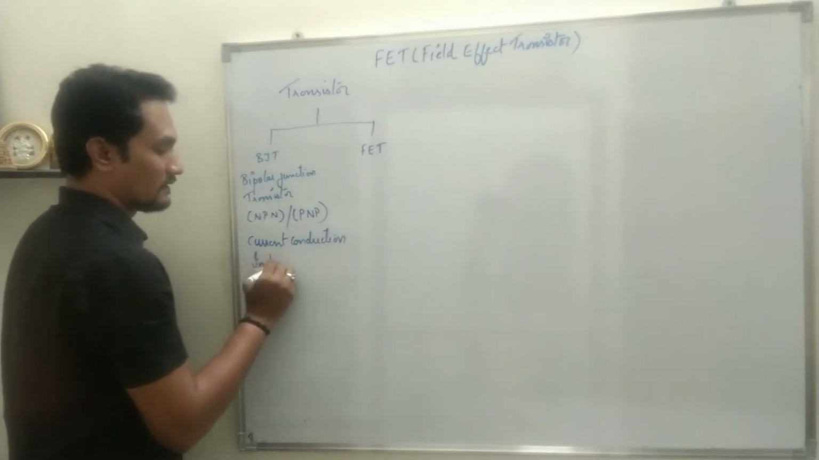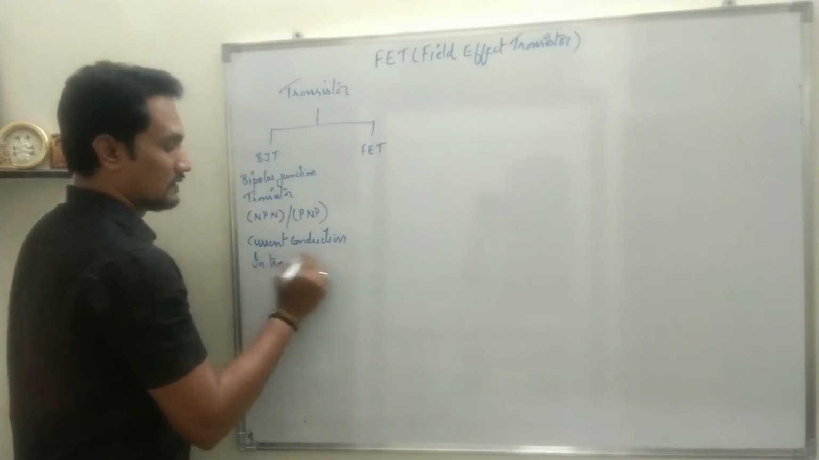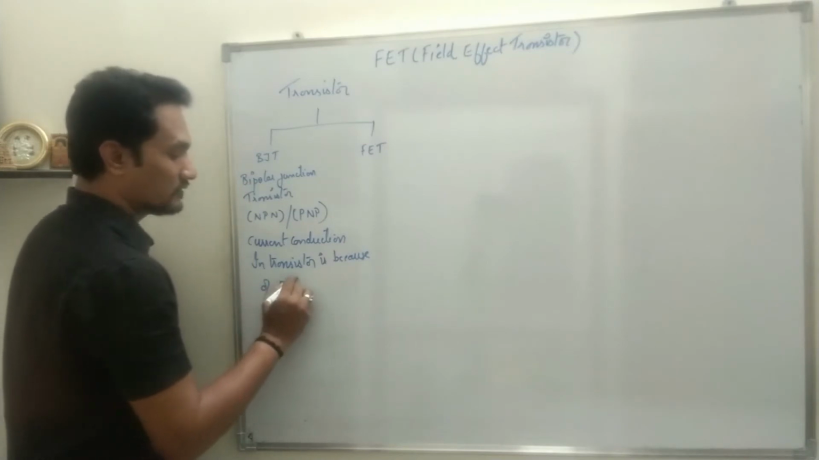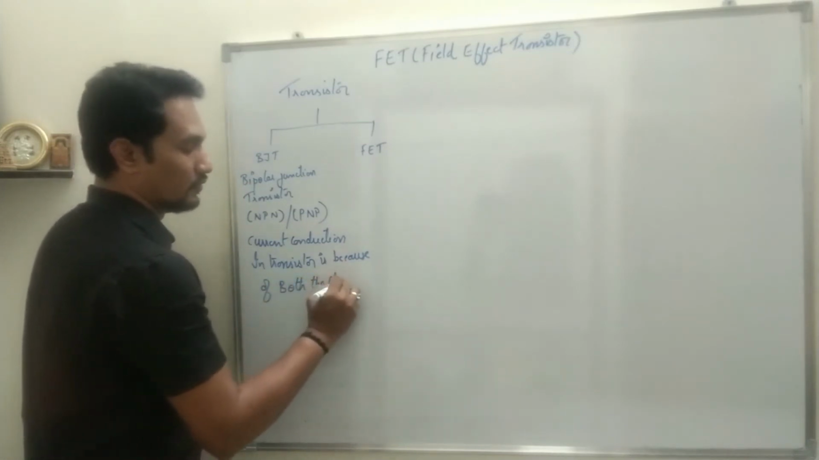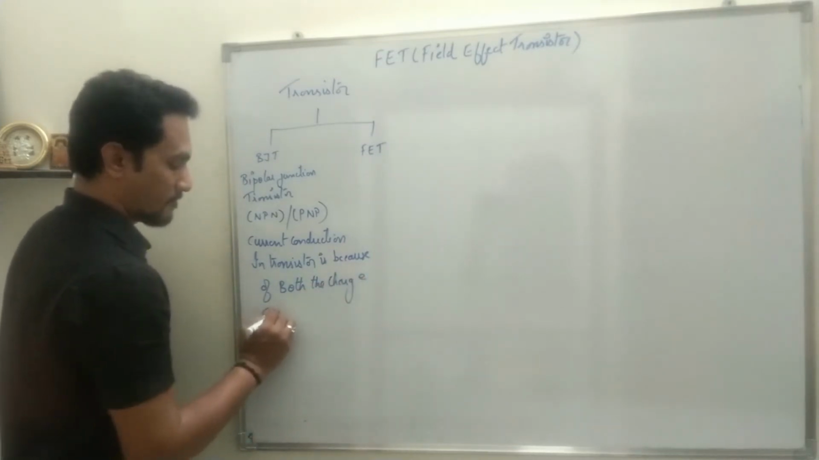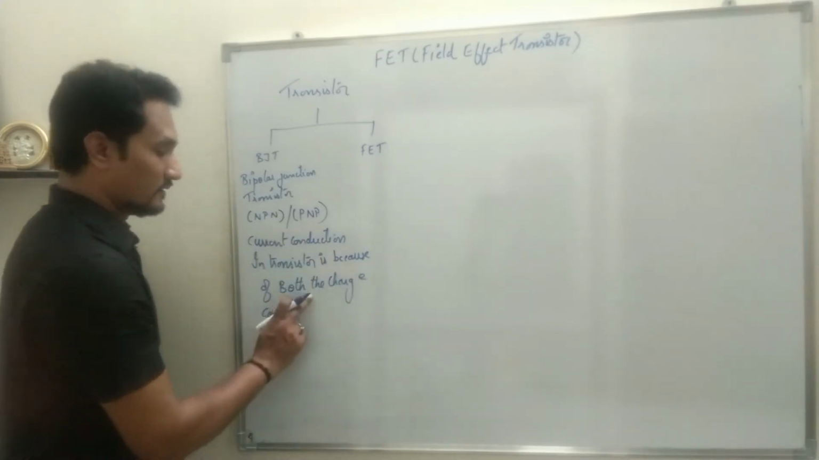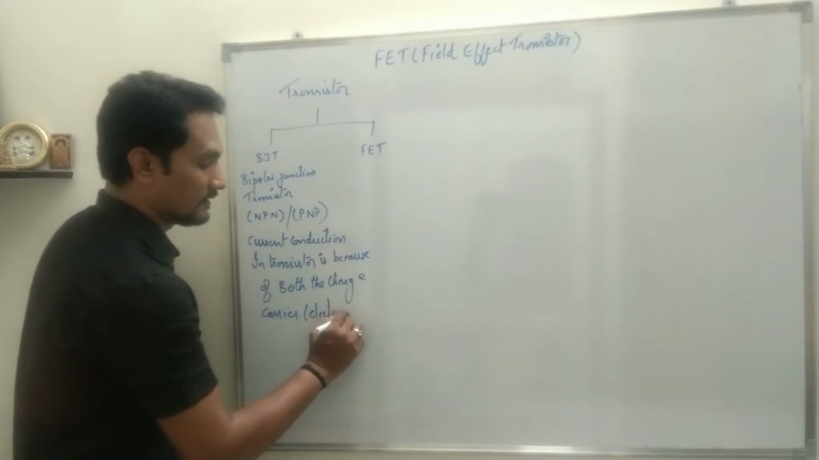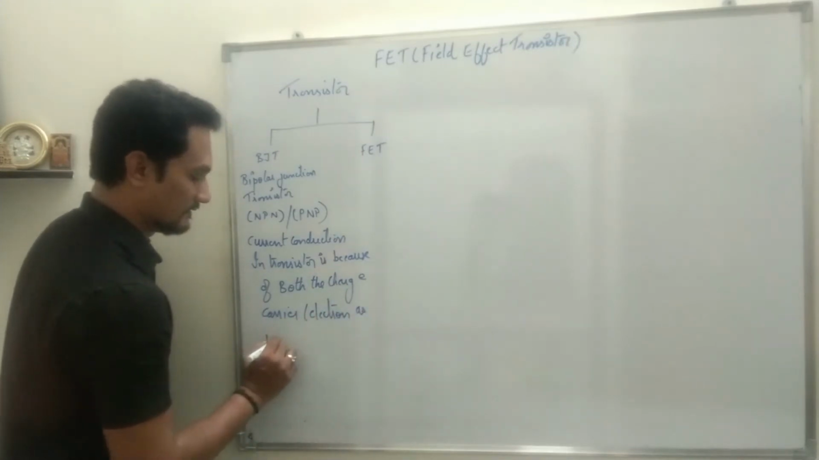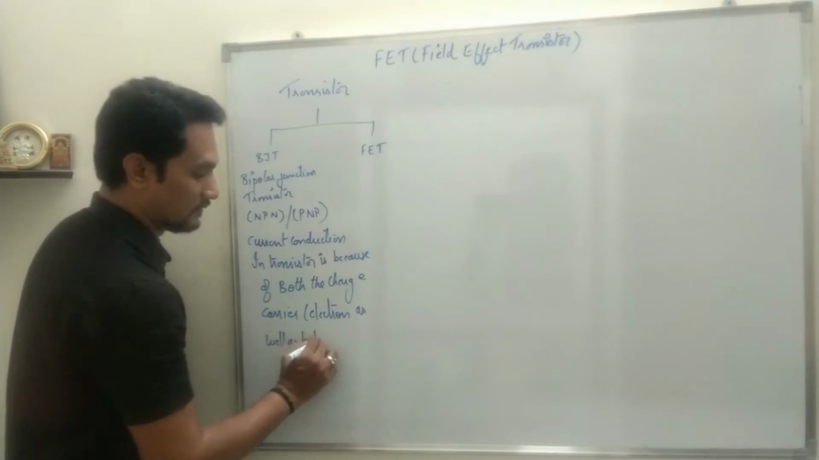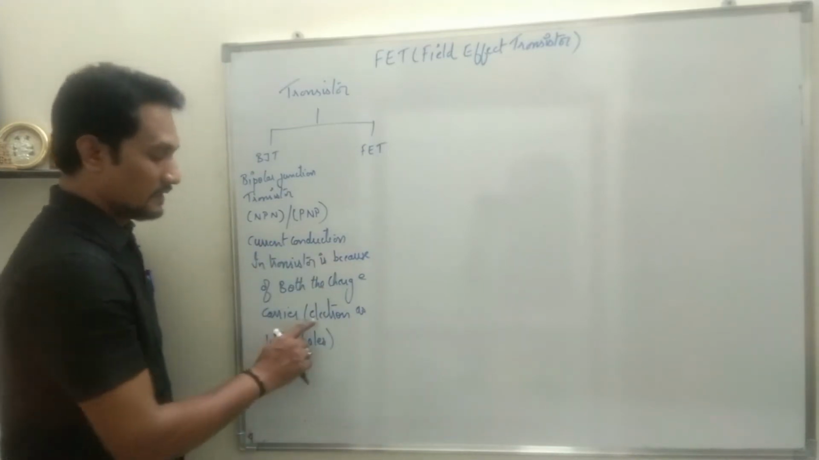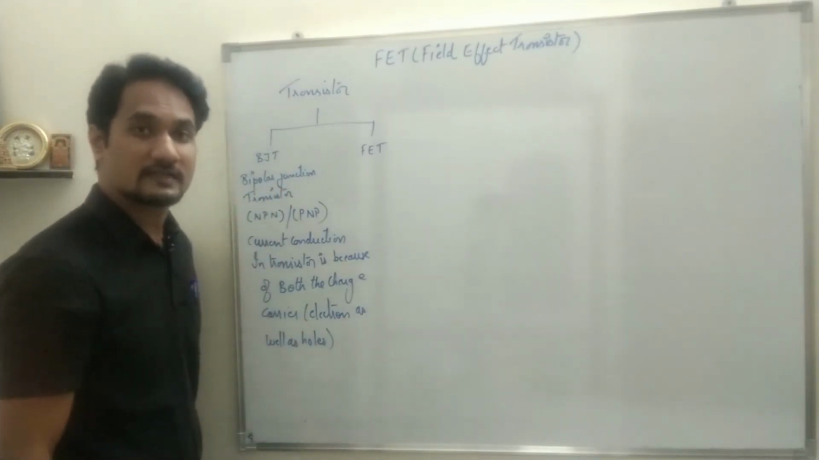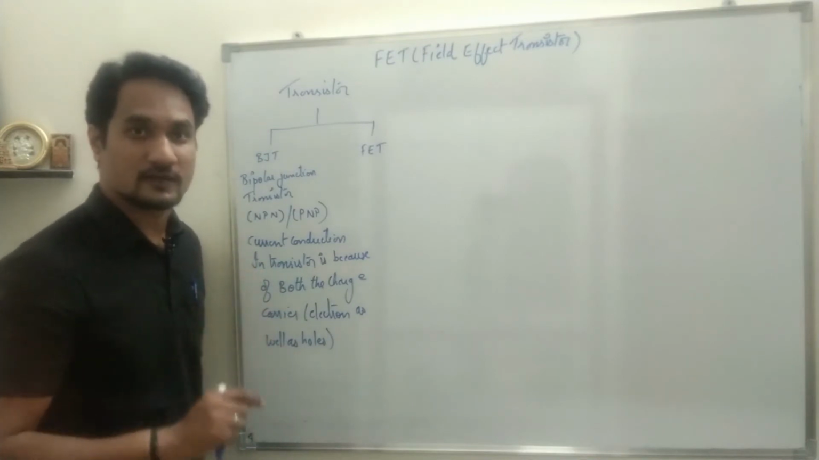in transistor is because of both the charge carriers, that means electrons as well as holes. So in BJT, the current flowing through the transistor is because of both the charge carriers, electrons as well as holes.